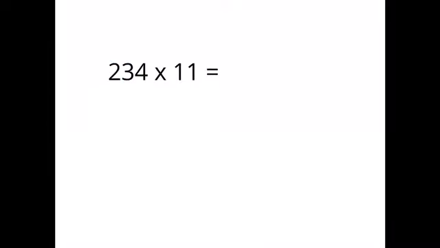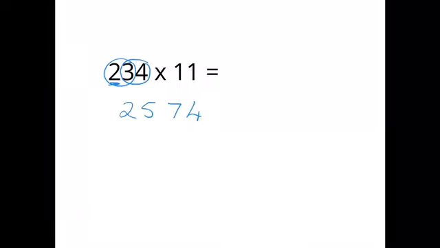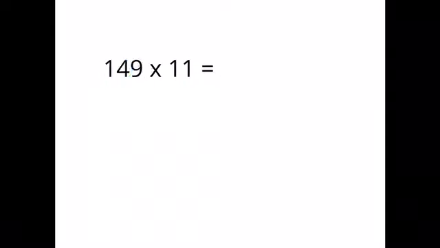Here I've got 234. So I'm going to write down the units, which is 4. Immediately I'm going to add 3 and 4 and I get 7. And then I'm going to add 2 and 3 and I'm going to get 5. And don't forget about the 2. So 234 times 11 gives you 2,574.